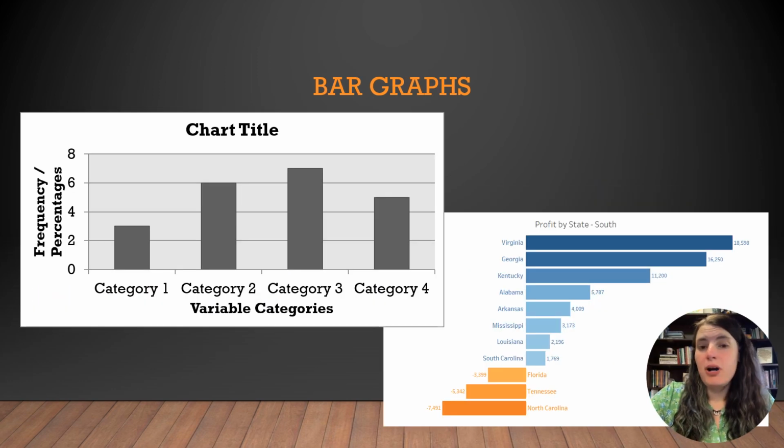Here are some standard bar graphs. Like pie charts, bar graphs can be used for standard frequencies or standardized values like percentages and proportions. They can also go negative, like the example shown here on the right.